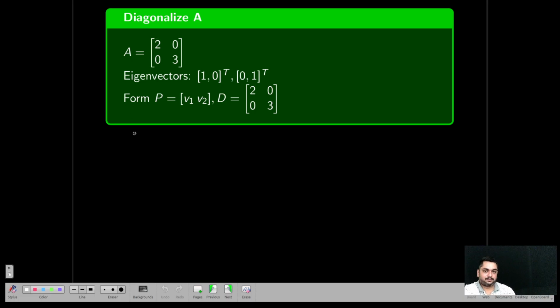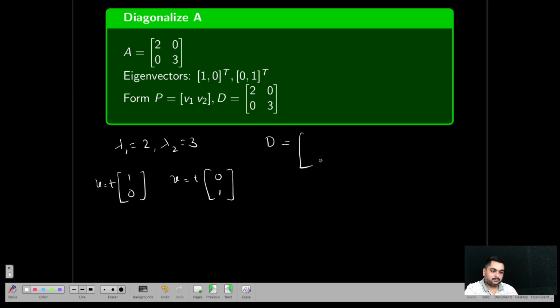So let us take a simple example. What are the eigenvalues? It's a diagonal matrix already, so lambda 1 equal to 2, lambda 2 equal to 3. What will be the corresponding eigenvectors? If we solve, for lambda equal to 2, I will get, say, [1, 0]. This is my vector 1. And I have another vector [0, 1]. Now what is my P matrix? D will be the diagonal matrix with diagonal elements as the eigenvalues of this matrix A.